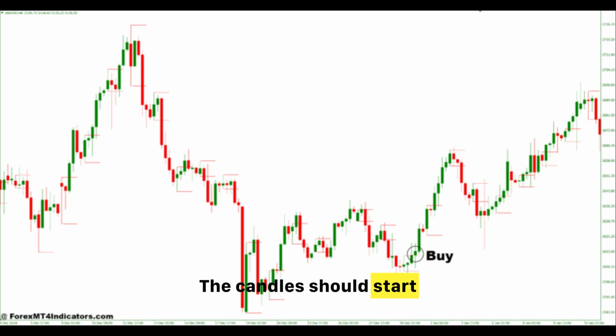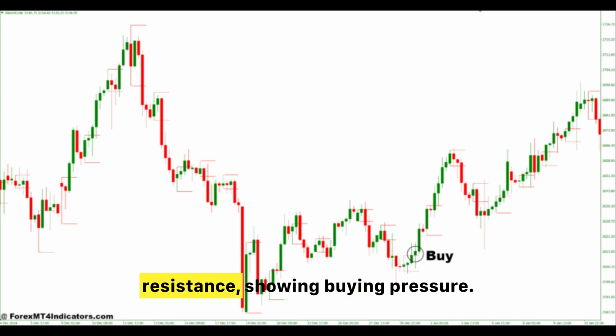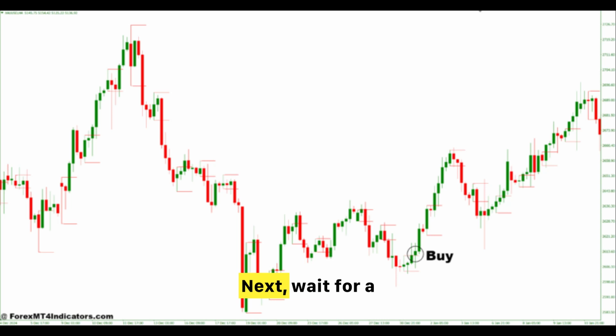The candles should start forming higher lows near resistance, showing buying pressure. Next, wait for a strong bullish candle to close above the resistance level. Enter the buy trade at the opening of the next candle.